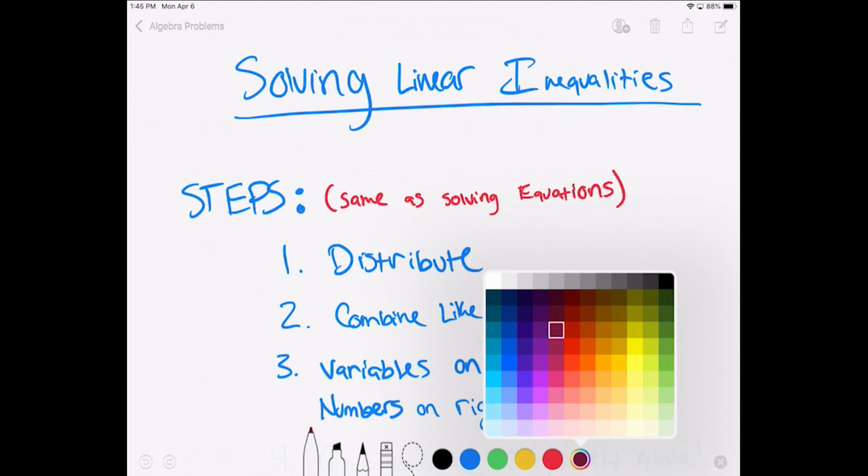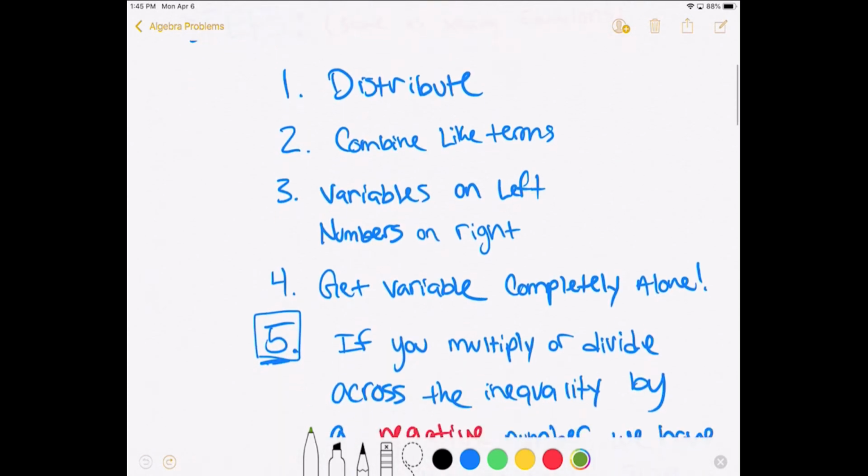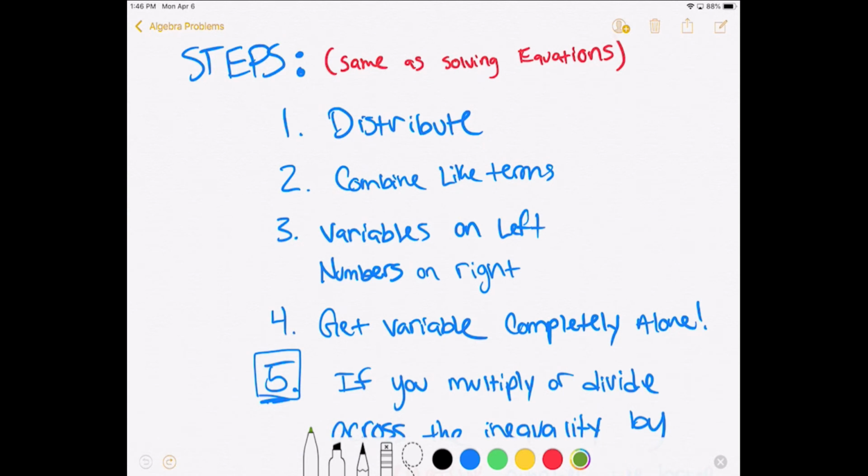The thing that changes is this fifth step. You're still going to distribute like you've done in the past. You're still going to combine like terms. You're still going to get your variables on the left and your numbers on the right, and you're still going to get your variable completely alone. Same thing you did on the previous assignment. Now we just have this sign or this sign or this sign in the inequality, which is what makes it an inequality instead of an equation.